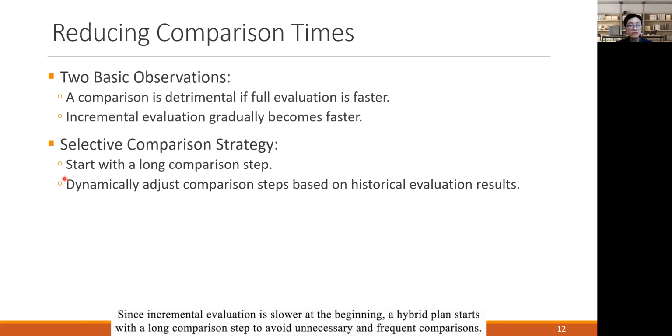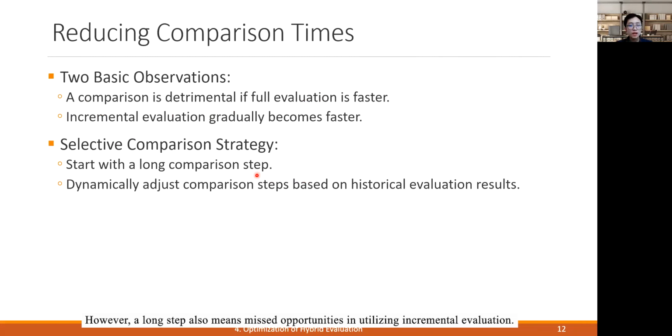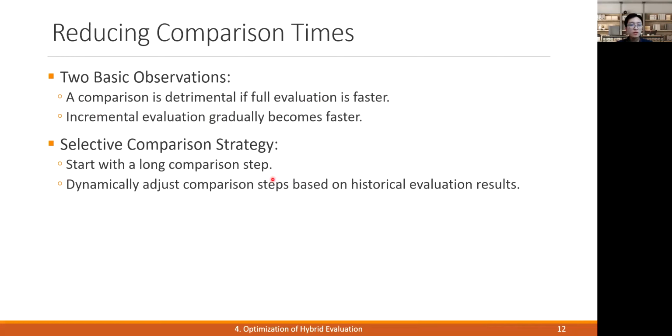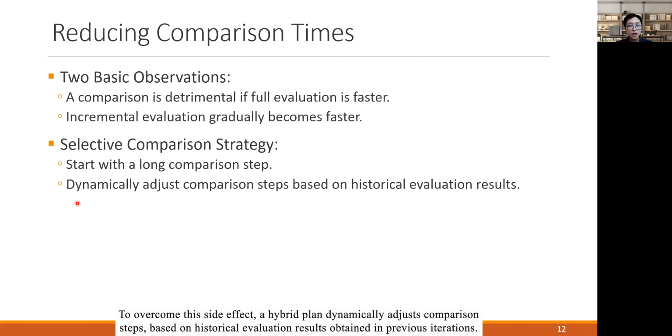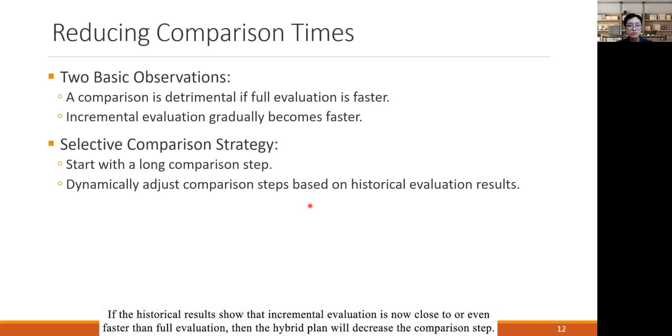Since incremental evaluation is slower at the beginning, a hybrid plan starts with a long comparison step to avoid unnecessary and frequent comparisons. However, a long step also means missed opportunities in utilizing incremental evaluation. To overcome this side effect, a hybrid plan dynamically adjusts comparison steps based on historical evaluation results obtained in previous iterations. If the historical results show that incremental evaluation is now close to or even faster than full evaluation, then the hybrid plan will decrease the comparison step.